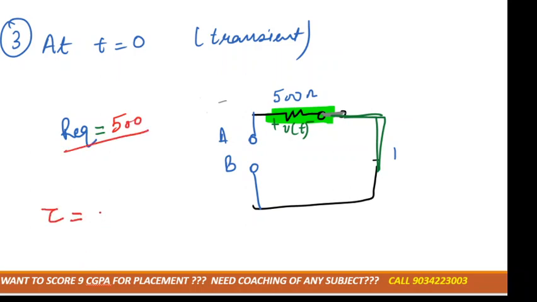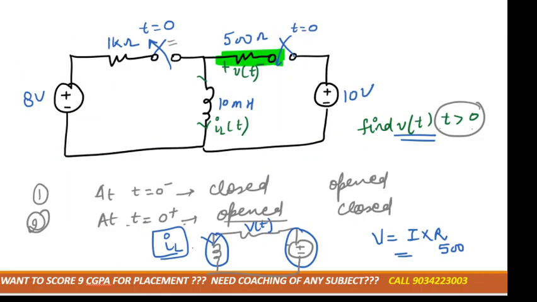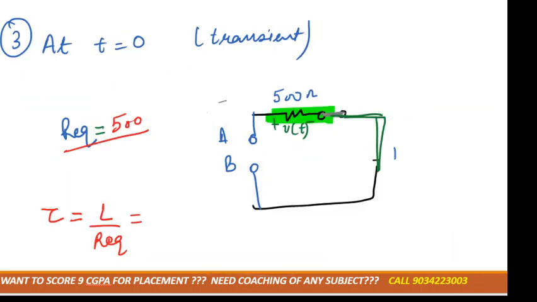Now we need to calculate tau. Tau is L by R equivalent. L is how much? 10 millihenry. So 10 into 10 raised to the power minus 3 divided by 500. How much? Tell me how much we got.